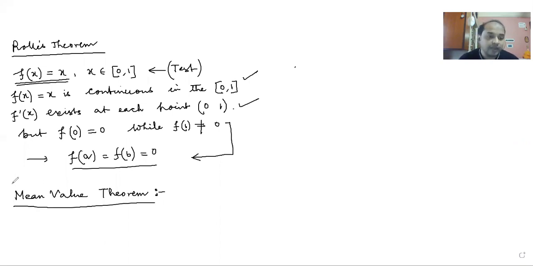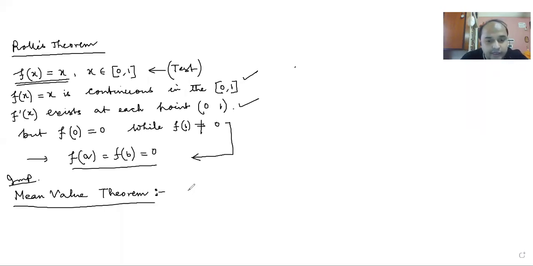This is the main portion which I need to discuss a lot, because in your syllabus the mean value theorem is there. Rolle's theorem is also a kind of mean value theorem, but this mean value theorem which I'm going to write over here is actually a generalization of that.